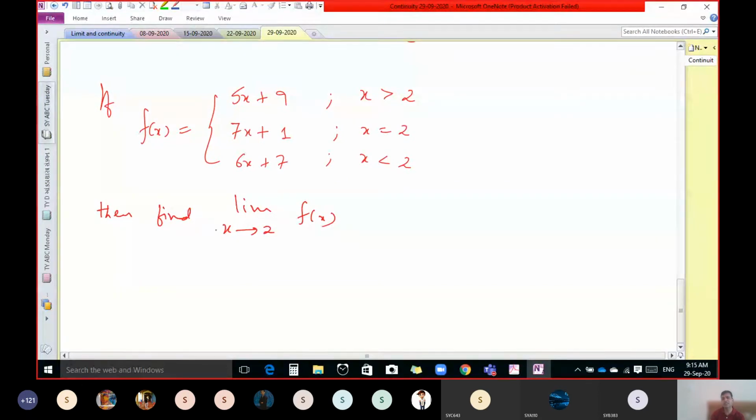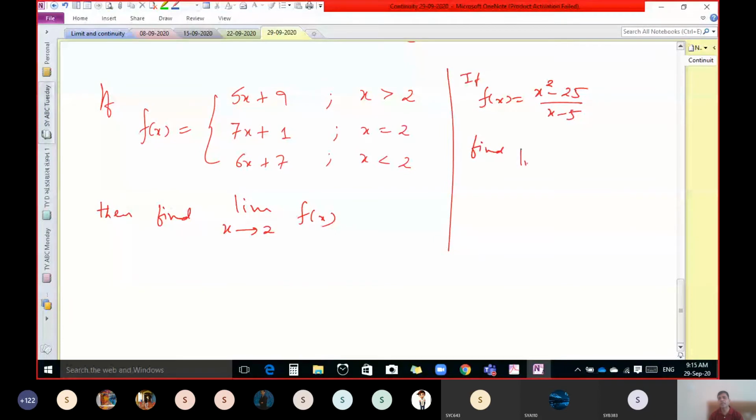Once again, see the question. f of x is given. If f of x equals x square minus 25 upon x minus 5, find the limit as x tends to 5 of f of x. If this is the question, then we know how to find out the answer.